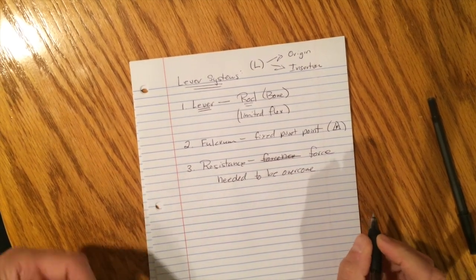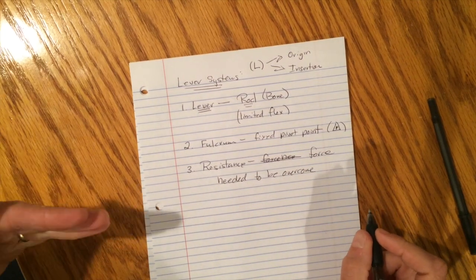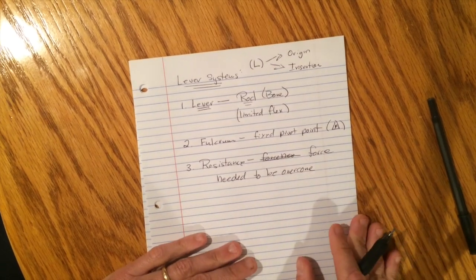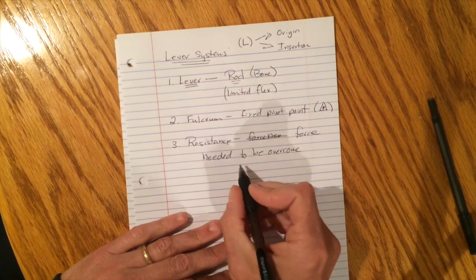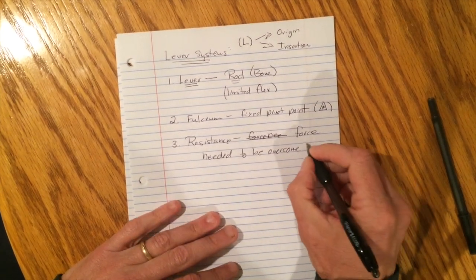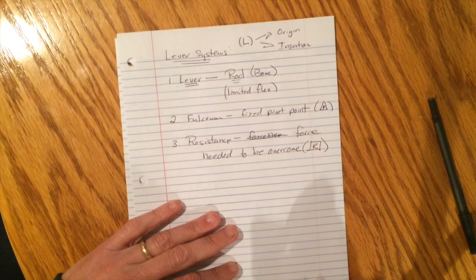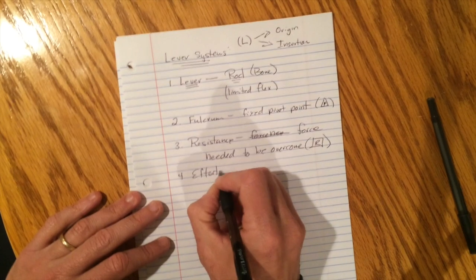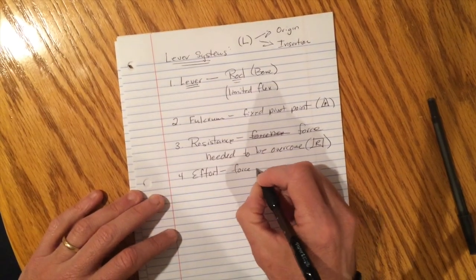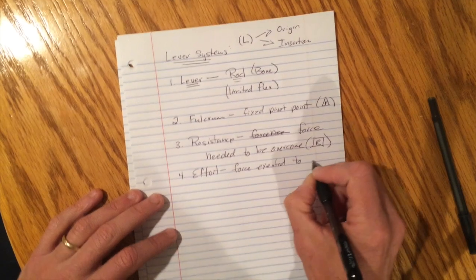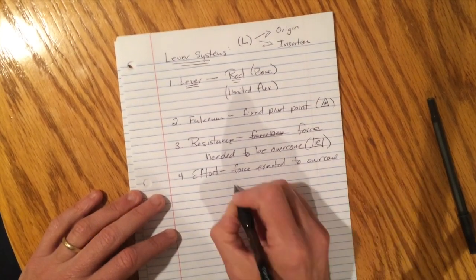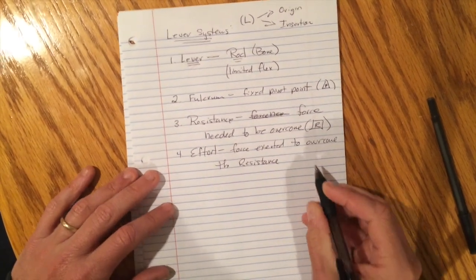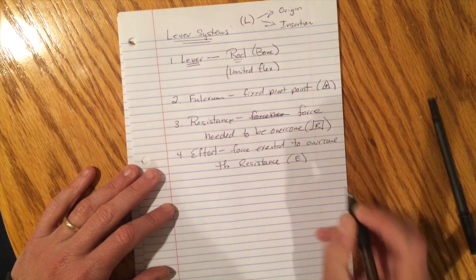So at some point, you have to apply enough force to overcome the resistance, or nothing happens, nothing moves. And remember, that's the whole point of this. How do muscles and bones work together to move you around? So this is the force needed to be overcome, and that will always be in a square with a capital R in it, like that. And fourth, effort. This is the force exerted to overcome the resistance. And we're always going to represent that with a capital E, like that.